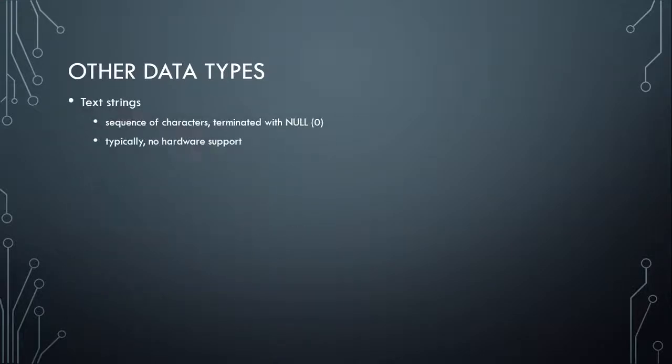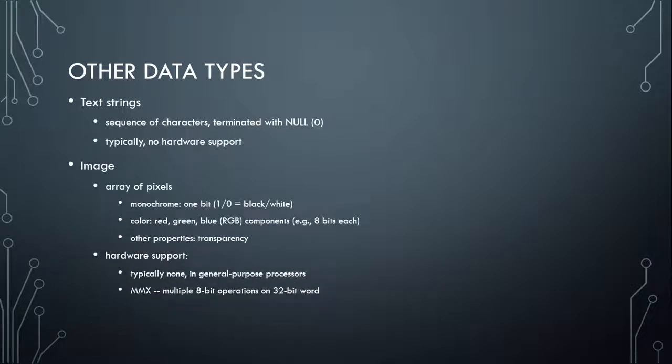Some other data types, of course, text strings. This is a sequence of characters. It's typically terminated with a null character. Now, typically with this, though, there's not necessarily hardware support for it. This is usually something that's handled via the software language that you're working with. Images, that's just an array of pixels. An array, I'm not going to talk too much about here. That's something more for the programming side again. But what you do need to know is that if you're having a monochrome image, which means it's black and white, there's 1 bit to represent 1 or black, and 1 bit to represent 0 or white.